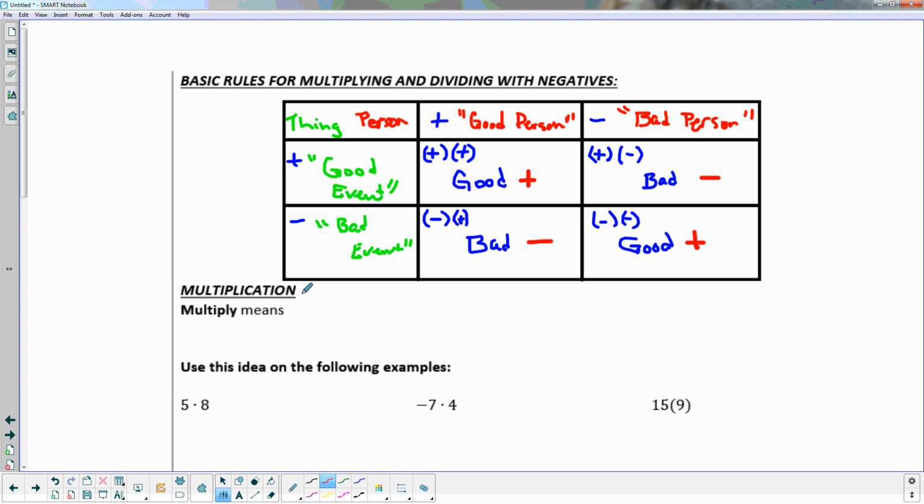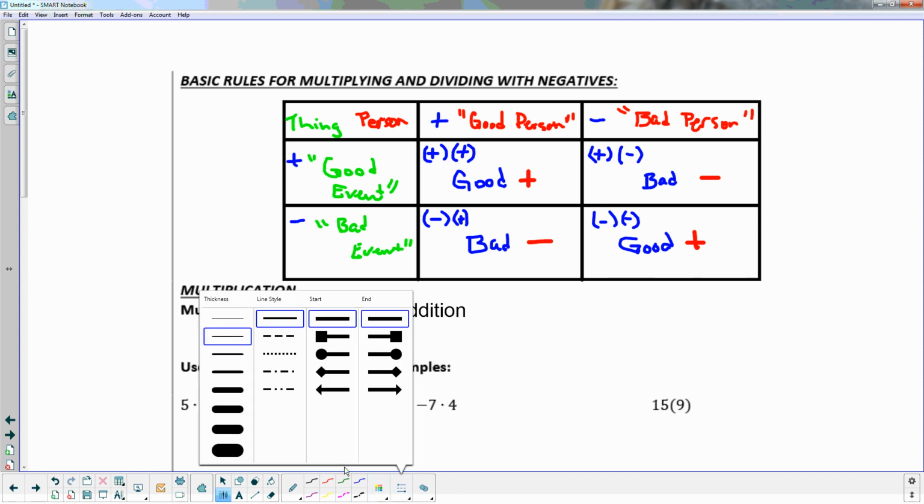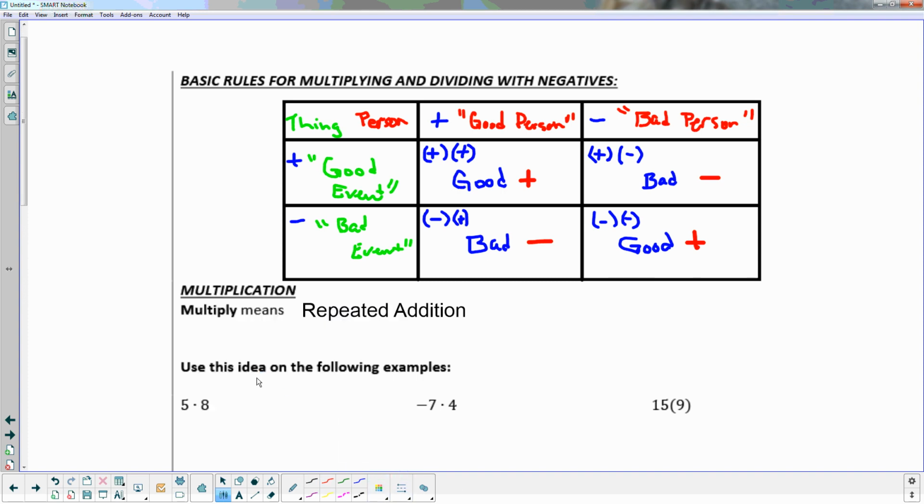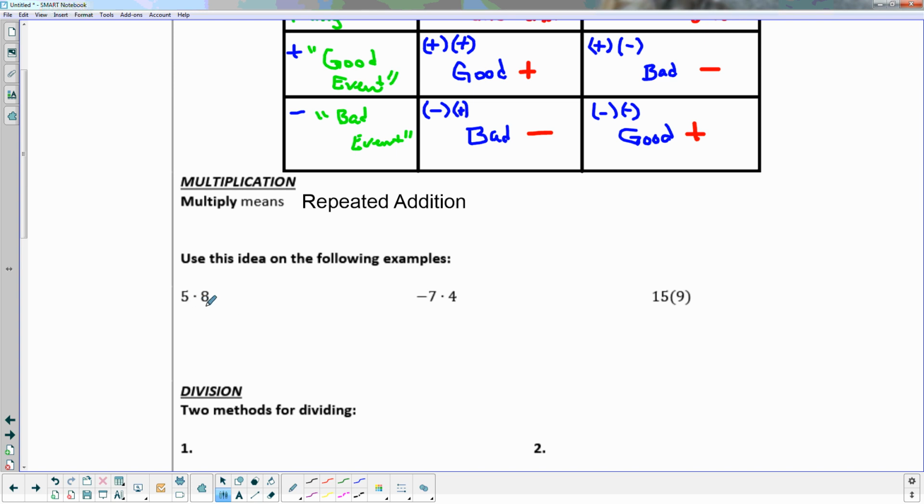So now we're moving on to multiplication and what multiplication really means. Multiplication by itself means repeated addition. And so if I have two numbers and I really want to multiply them, what does that mean I'm going to be doing? If I want to multiply 5 times 8, that means I want to really add 8 five times, or I could add 5 eight times, either one. I'm going to stick to add 8 five times.